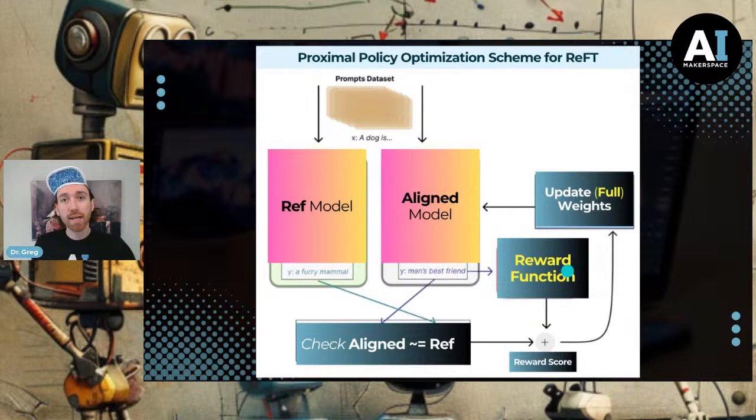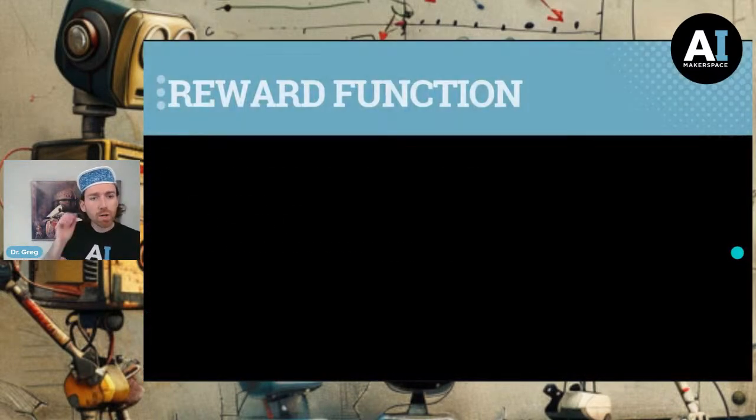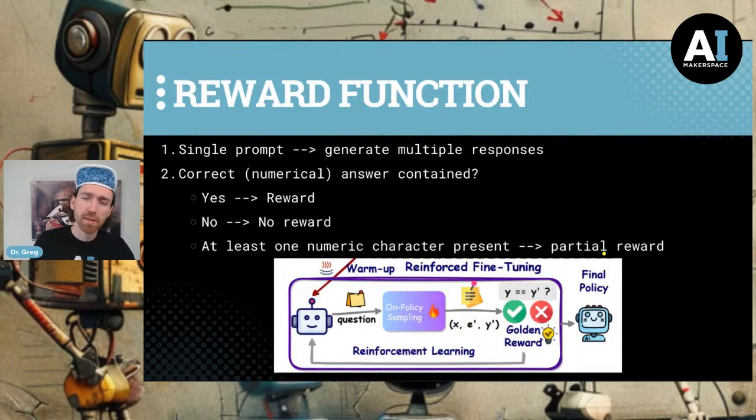Also, it's worth noting that in the paper implementation, they were not using a PEFT LoRA implementation of updates, which we'll get into in the demo here, but rather they were updating the full weights. This provides some challenges that we have to overcome in the demo that you'll see shortly. But for right now, the key is this reward function. What is this reward function in ReFT? Well, the reward function is very simple, and it's pretty cool that it works.